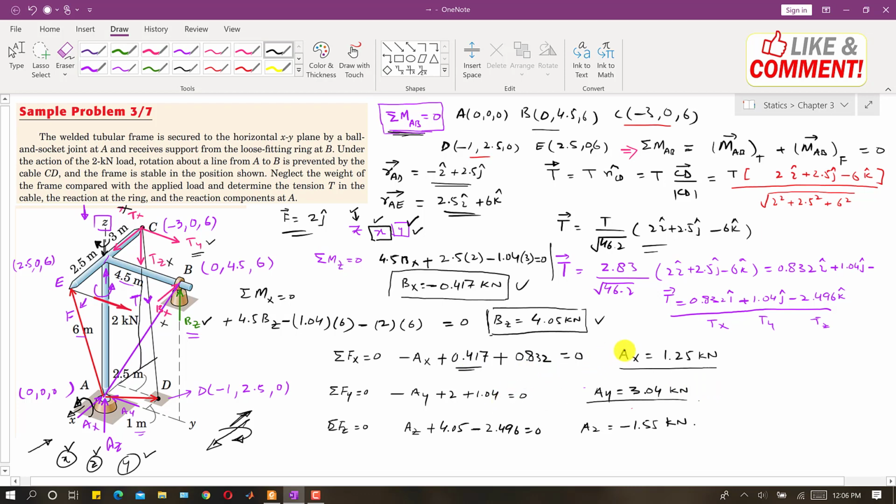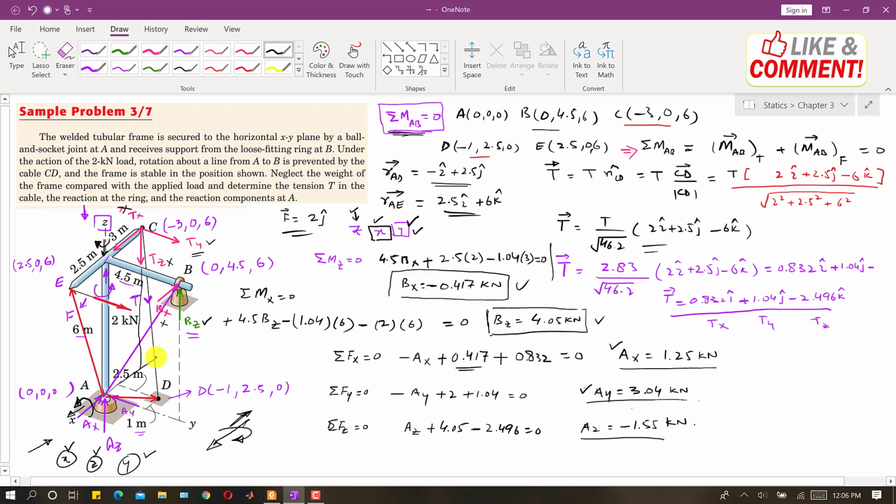When we solve these three equations, ax comes out to be 1.25 kilonewton, ay comes out to be 3.05 kilonewton, and az comes out to be minus 1.55 kilonewton. This means that we have to reverse the direction of az. The actual reaction along z is acting in the negative z direction, so we have to reverse this direction.